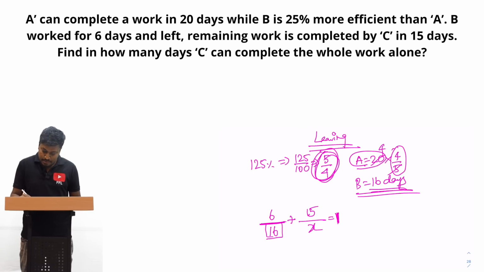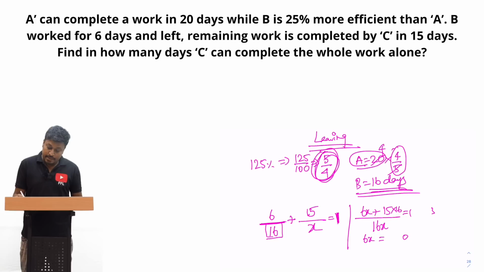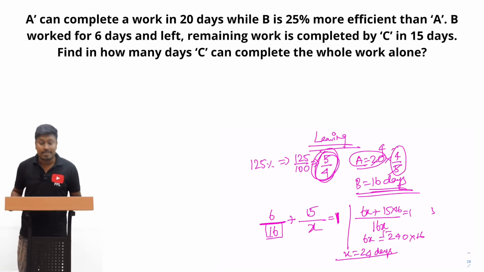Got it? So I think we can take 16x as the LCM here. So this can be written as 6x, and this will be 15 into 16, is equal to 1. So 6x, so this will be 33. So 11, 14, 1, 2. So 240, right? So minus of 1 minus 240 into 16. So x is equal to 24 days. Right? So this will be the answer for this question.